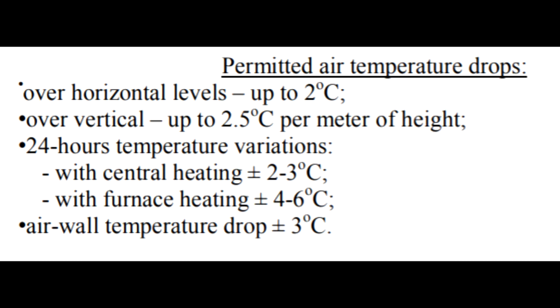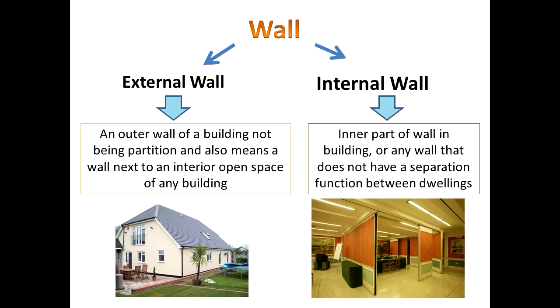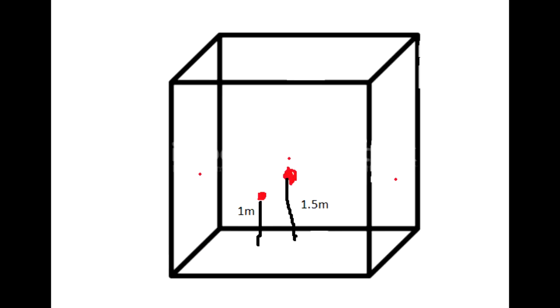When it comes to measuring temperature drops over horizontal levels, they are performed at a distance of 10 to 20 centimeters from outer internal walls and the middle of a premise at 1.5 meters above the floor level. Temperature drops over vertical levels, however, are a bit different, where measurements are taken at 10 centimeters from the wall and 1 meter and 1.5 from the floor level. An example is at the level of ankles and at the level of breathing in sitting and standing positions.